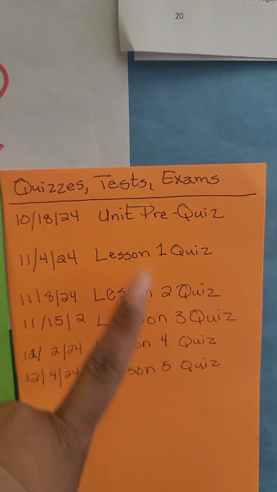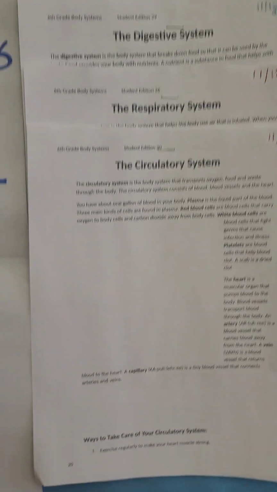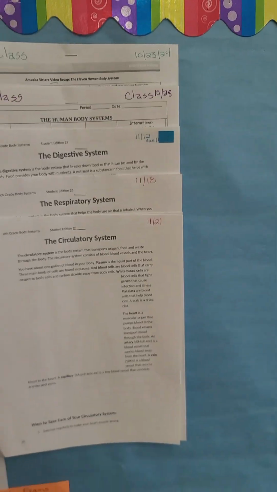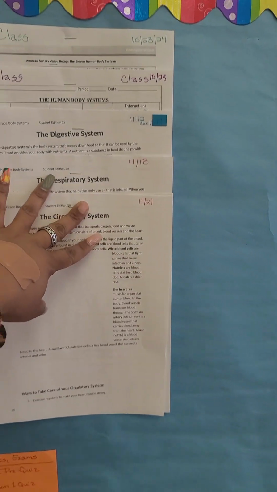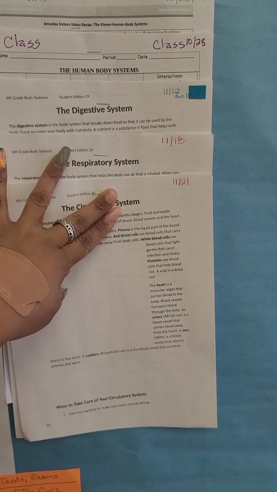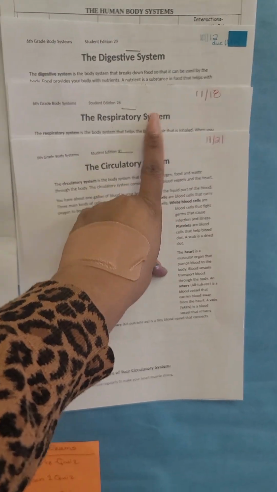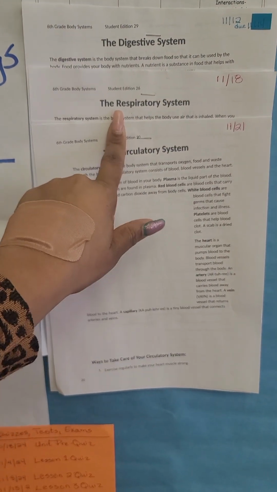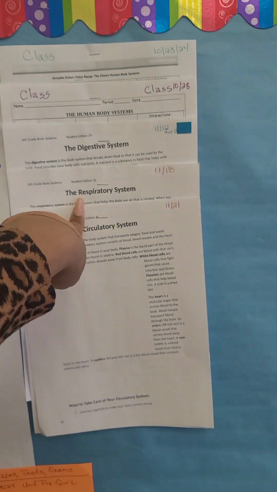This is when we took lesson 4, our unit pre-quiz. Here's where I post any assignments that have been given throughout the course of the module. So any students that were absent can say, hey, I was absent on the 18th. I didn't get the respiratory sheet. All right, let's go ahead and get that started.